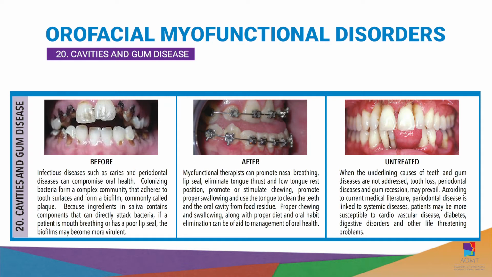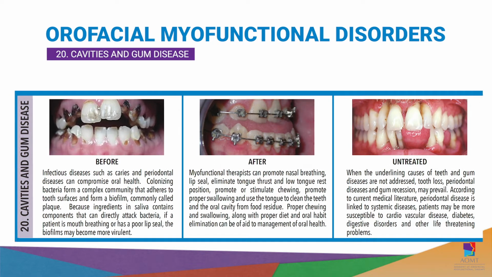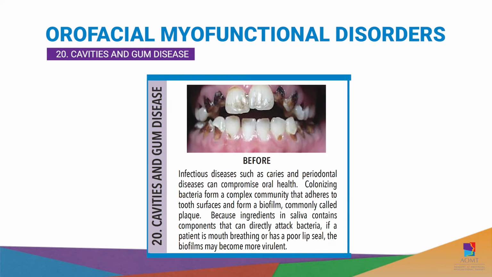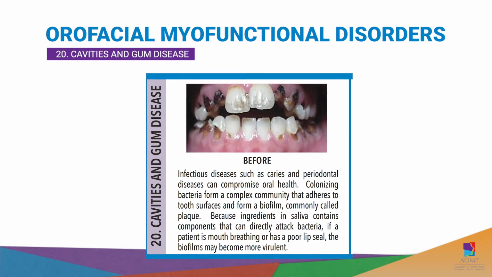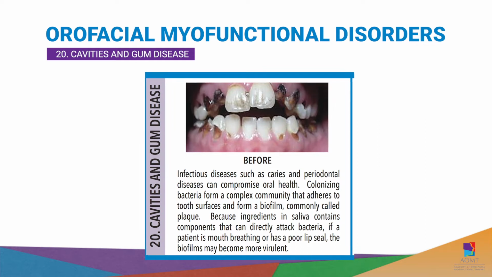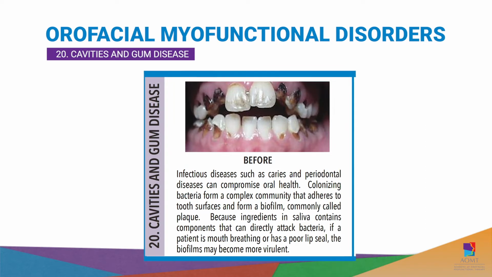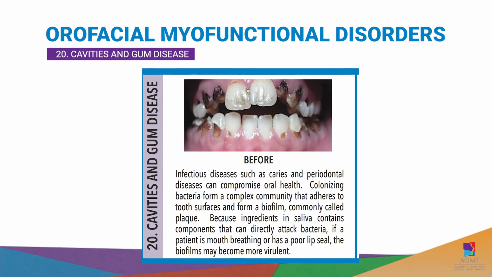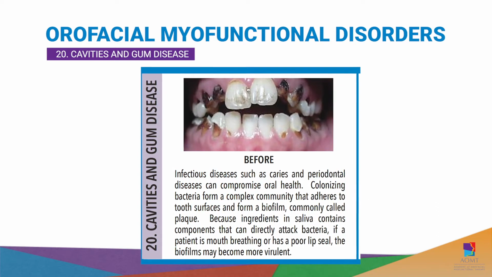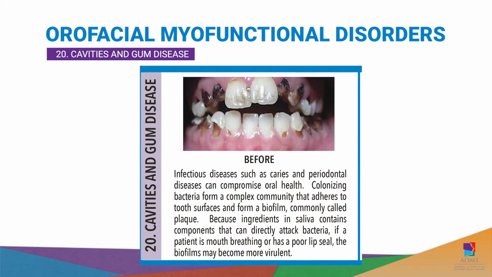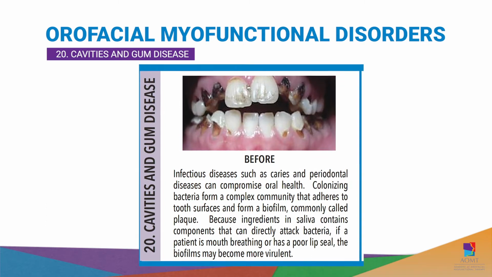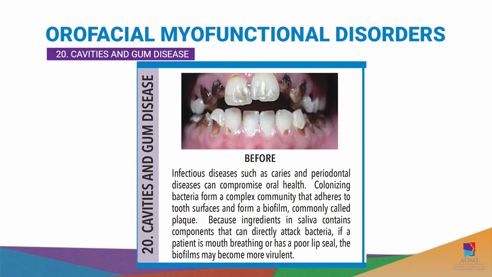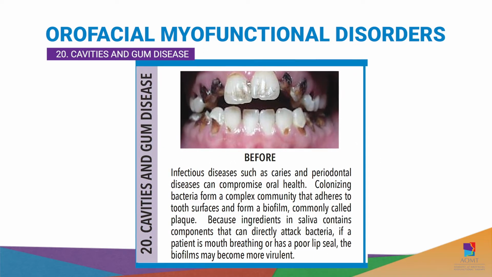20. Cavities and gum disease. Infectious diseases such as caries and periodontal diseases can compromise oral health. Colonizing bacteria form a complex community that adheres to tooth surfaces and forms a biofilm, commonly called plaque. Because ingredients in saliva contain components that can directly attack bacteria, if a patient is mouth-breathing or has a poor lip seal, the biofilms may become more virulent.